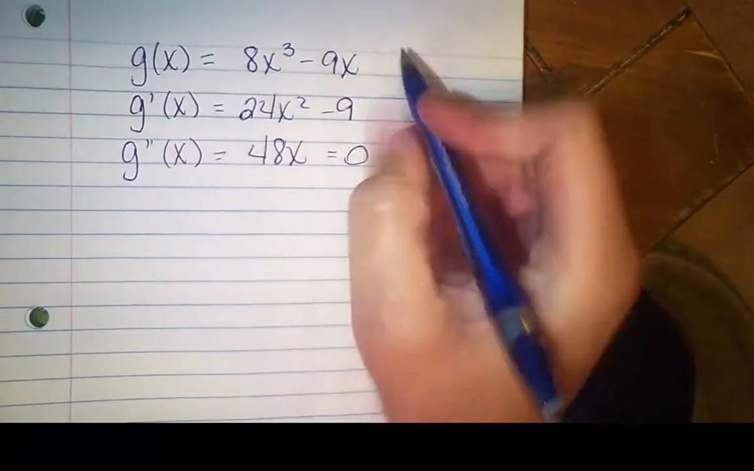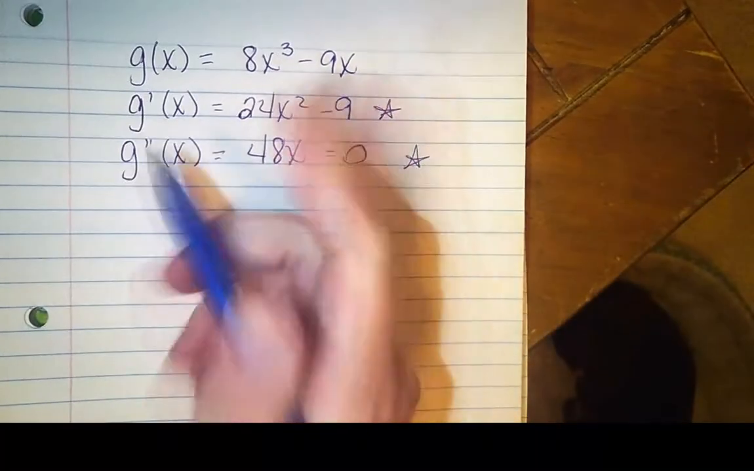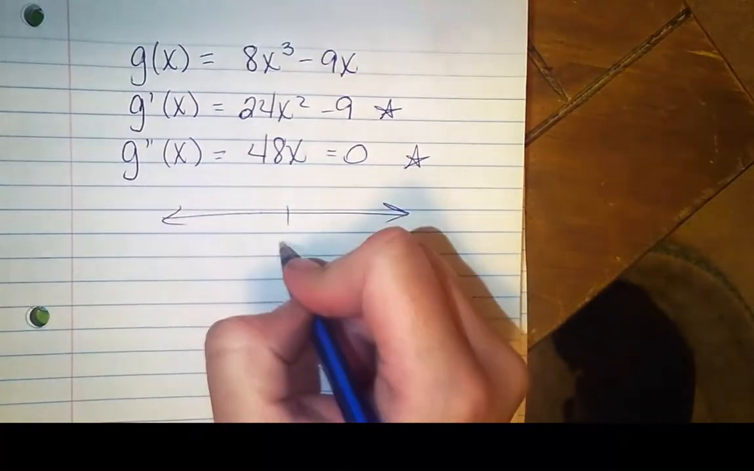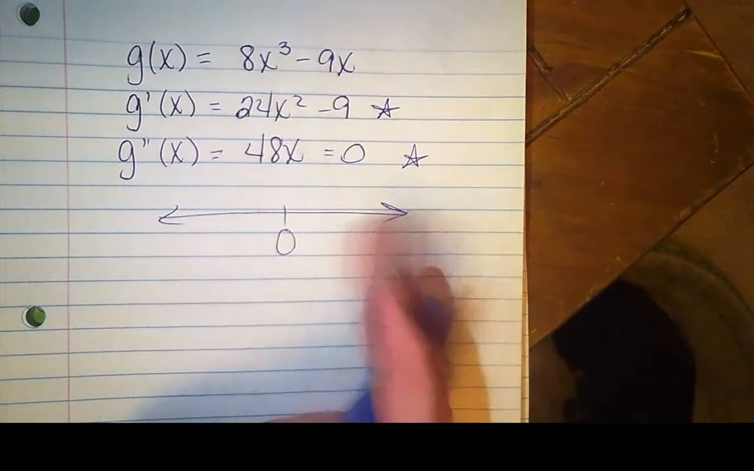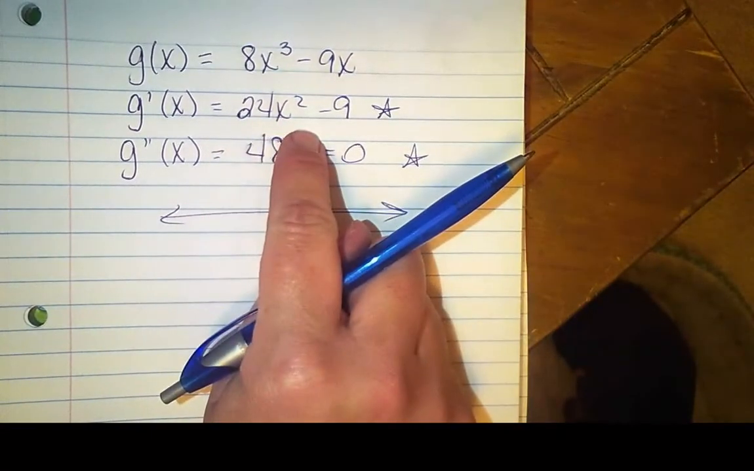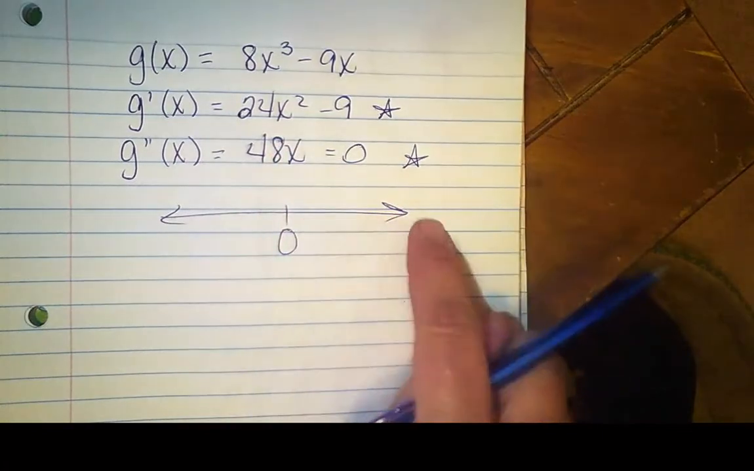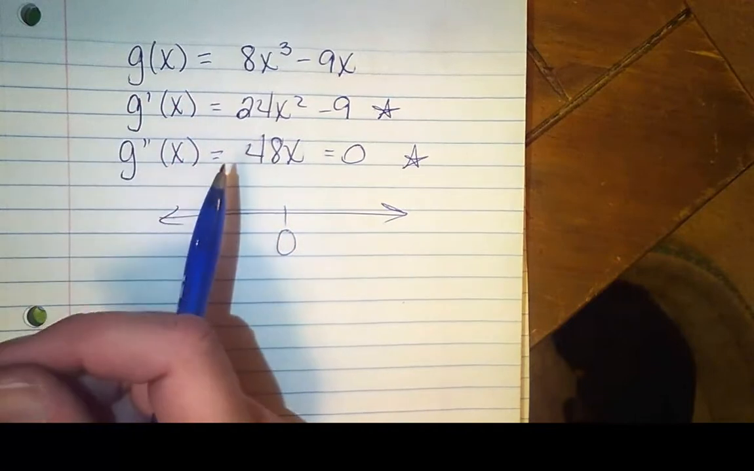All right. So you know your first derivative, you know your second derivative. Set that equal to 0, and you find an x value of 0. Confirm that it is a point of inflection. So if you shove in negatives, this will go negative. If you shove in positives, this will go positive. So it does change concavity.